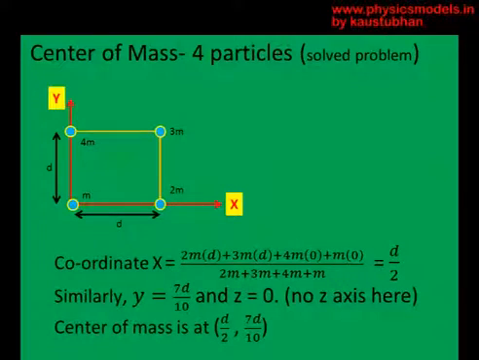Similarly, take the moments about the horizontal x-axis. Divide these moments by the total mass and you will get the coordinates. The coordinates here are d by 2 and 7d by 10. This is where the overall equivalent mass of this system is acting. Let's look at an animation.